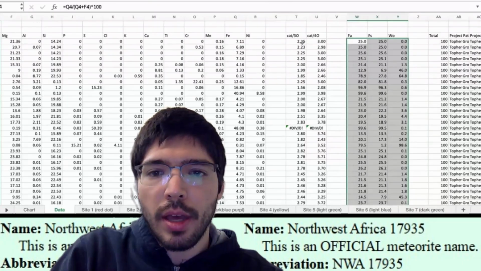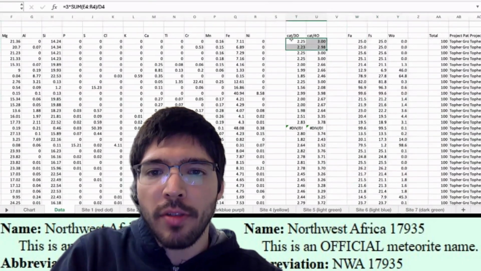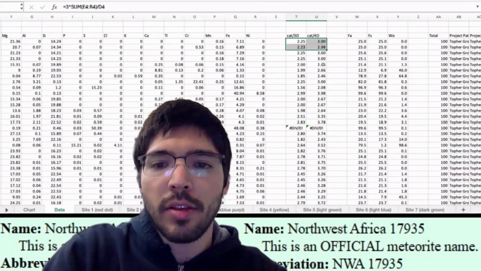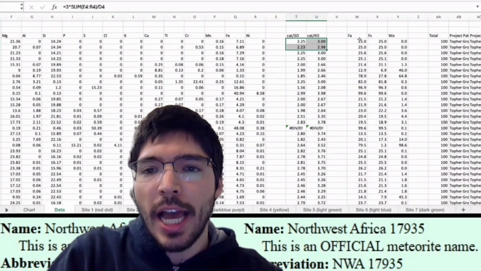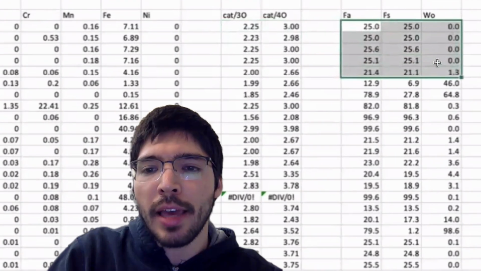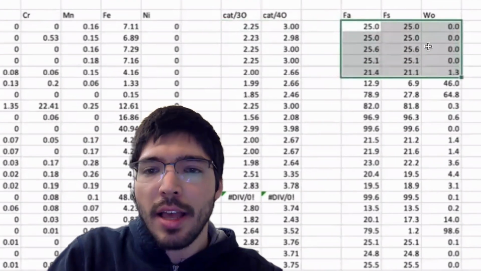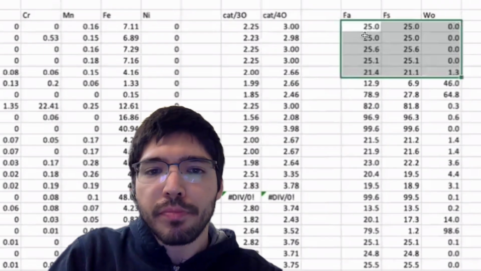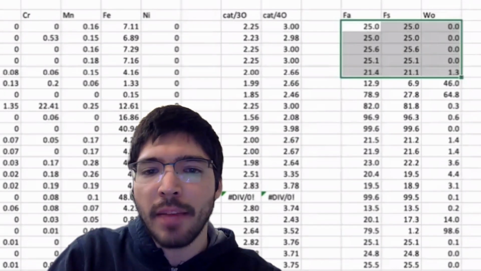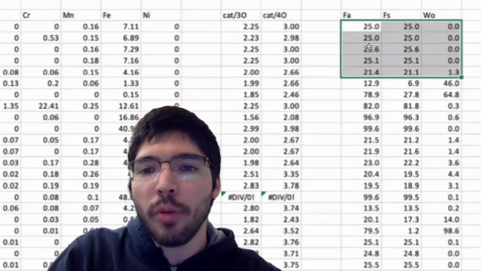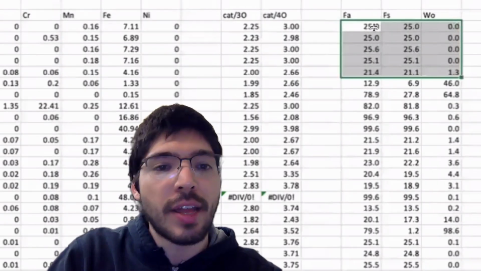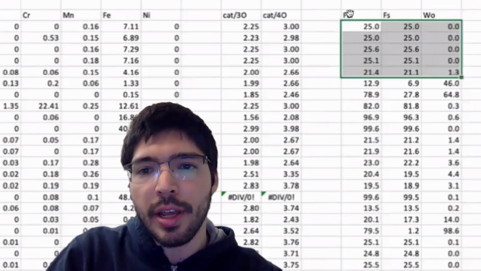So I have 2 decimal points for my cation sums. That's because I want to be as close to the correct stoichiometric values as possible. And I have 1 decimal point for my fayalite, ferrosilite, wollastonite. This is just because with the detection limits and the errors that we have on all of these data points that we collected, it's normally good to the first decimal point or third significant figure in this case. So this is why I'm putting them with 1 decimal point.